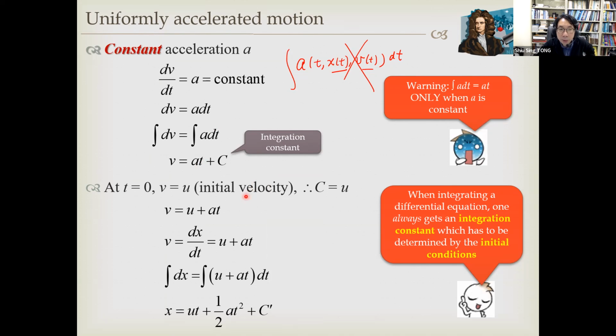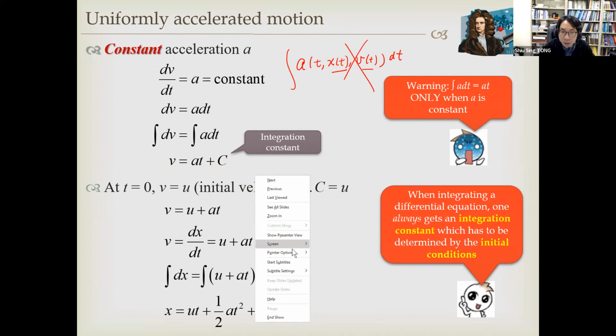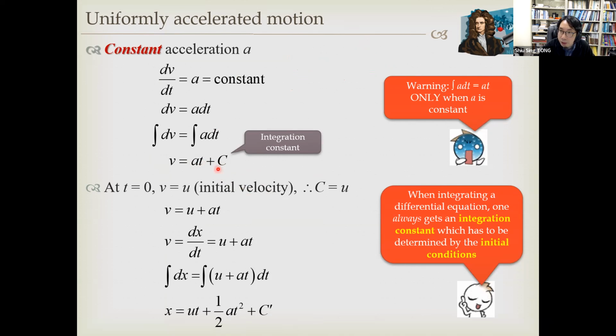So let's continue. Then we have this expression. How to fix the constant? How to fix the constant c? Well, we have the initial condition. The initial condition is important now.